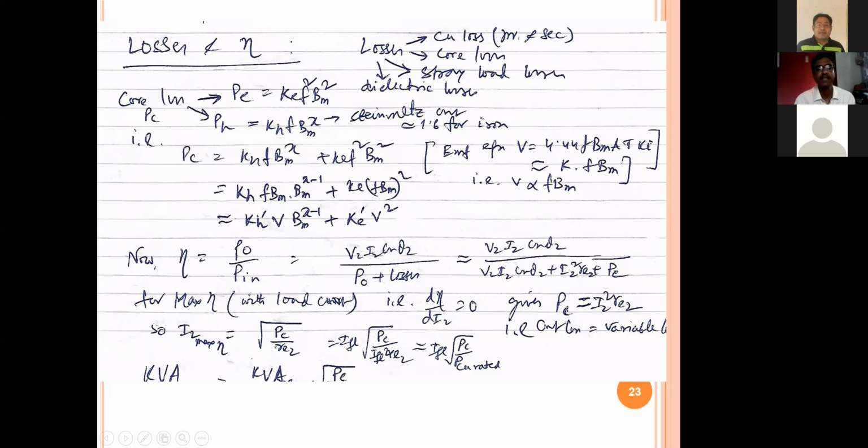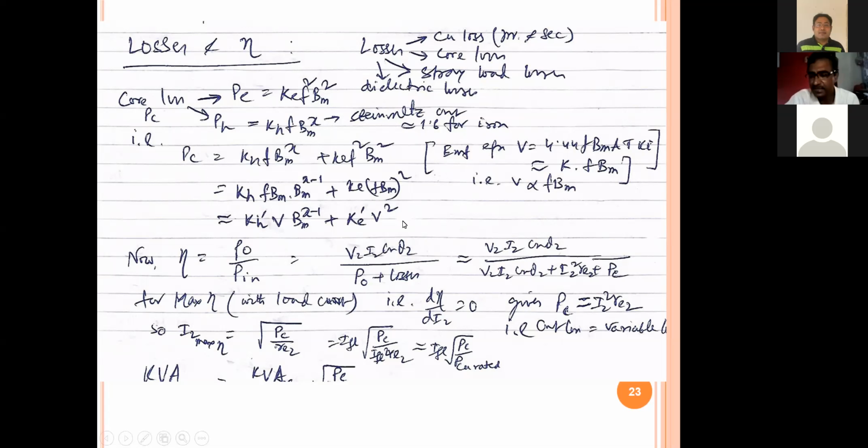Right. So now from this formula, we are finding that Pc, that core loss, is actually having Kh dashed V Bm power x minus 1 and Ke dashed V square. So now suppose you are operating a transformer at rated voltage and rated frequency, right? So it is incurring certain core loss depending on the voltage, Kh dashed and the rated Bm that is there, and Ke dashed and voltage, right?